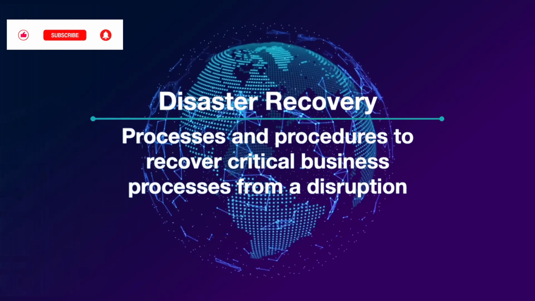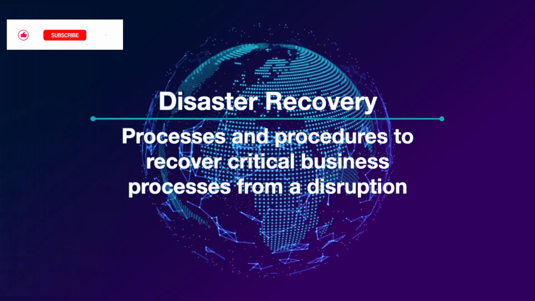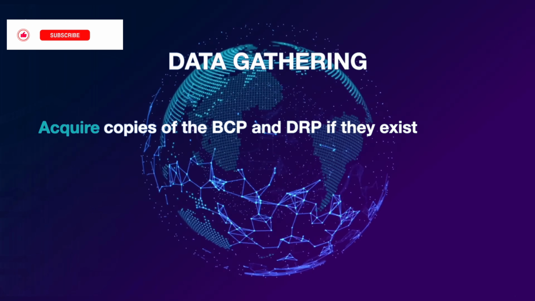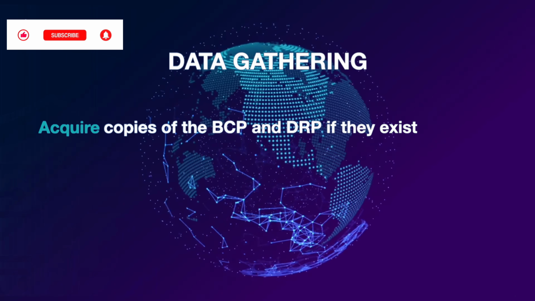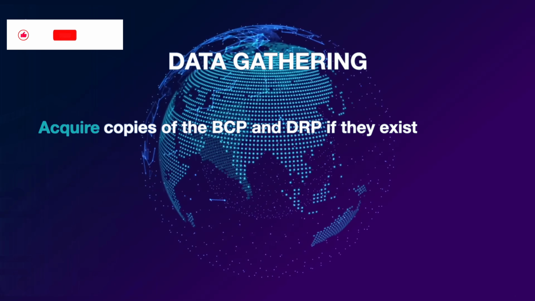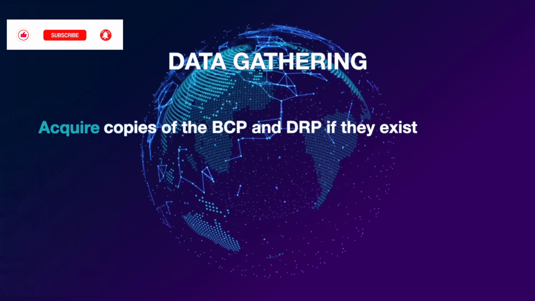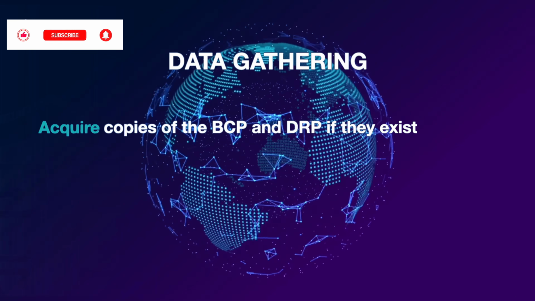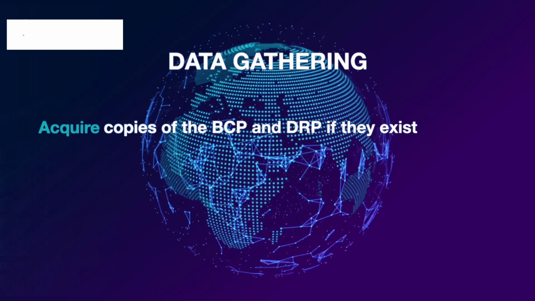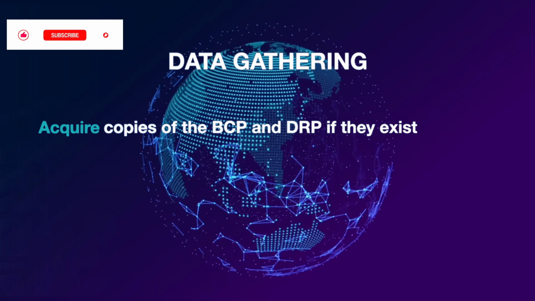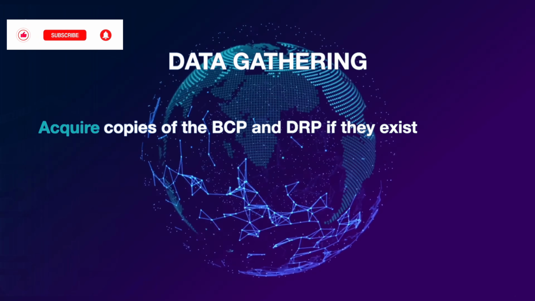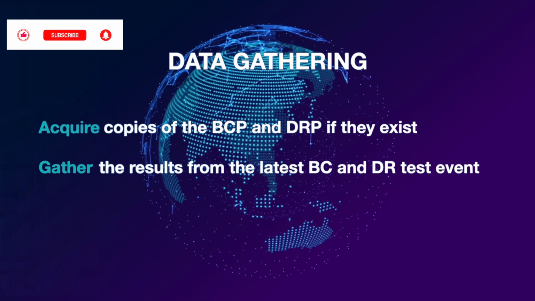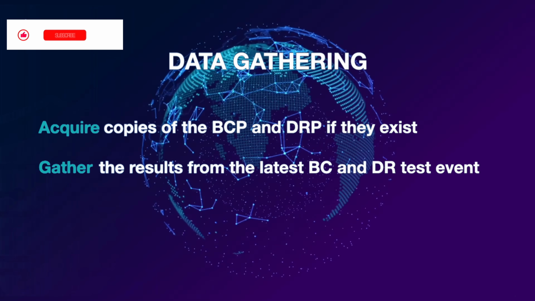That's what we want to do with both of these. We want to make sure that we have copies of both the business continuity plan and the disaster recovery plan if they exist. Not every company has one, not every organization has one. Should they have them? Absolutely. Do they have them? Usually not. So we want to make sure that we can get a copy of them. We also want to know what were the results from the latest business continuity or disaster recovery test event. So if we did some kind of test such as a parallel test or simulation test or whatever, we want to know what the results were, what was the outcome of the test.